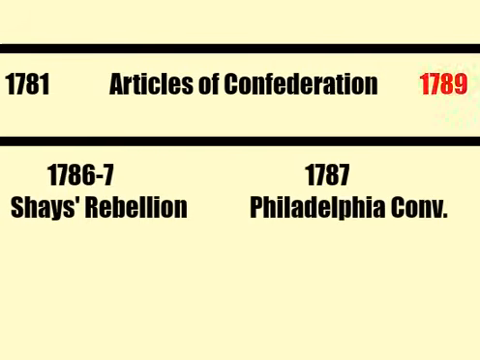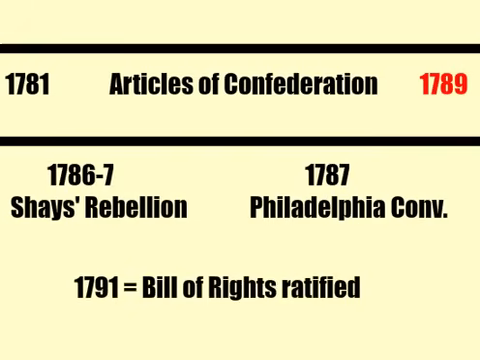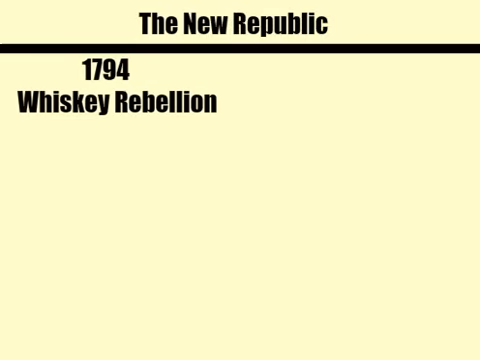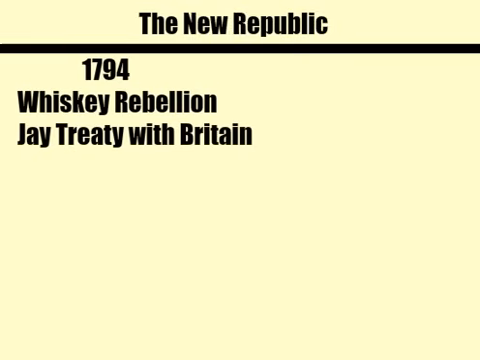In 1789 the Constitution goes into effect. Note that the Bill of Rights came a little later in 1791. During the New Republic you get the Whiskey Rebellion in 1794. That proved that the Constitution was strong. In 1794 as well you have the Jay Treaty.